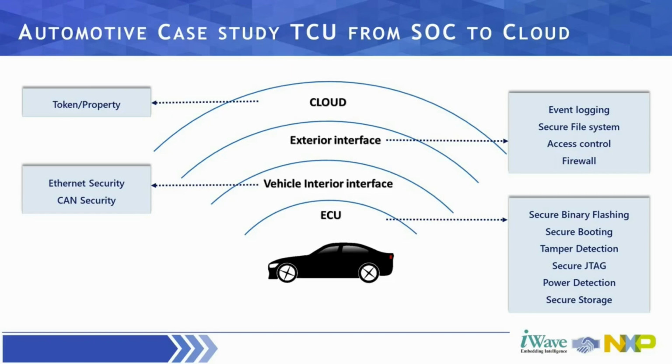And from here, it passes on to the vehicle interior interface where you have the different cables going on, the CAN communication or the Ethernet communication and the different protocol stacks. And from here, you have the TCU or your infotainment systems, which have your event logging, the access control, or your firewall. And last but not least is your AI or your analytics, which runs on the cloud. And with now more and more cars being connected to the cloud, there is a need for this complete security to be taken care of from the ECU to the cloud.